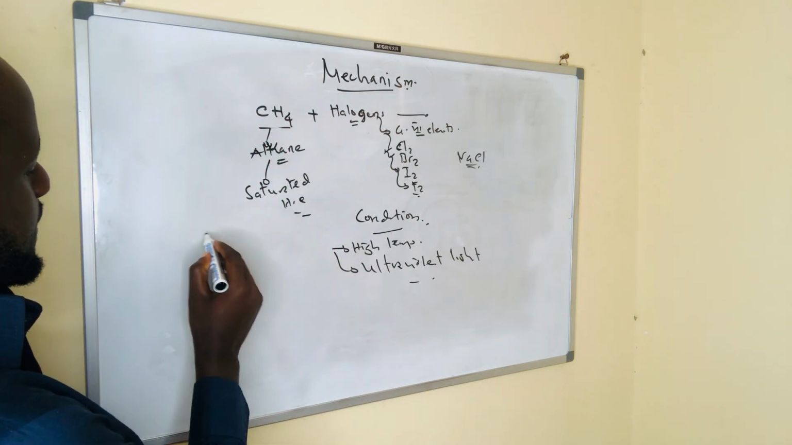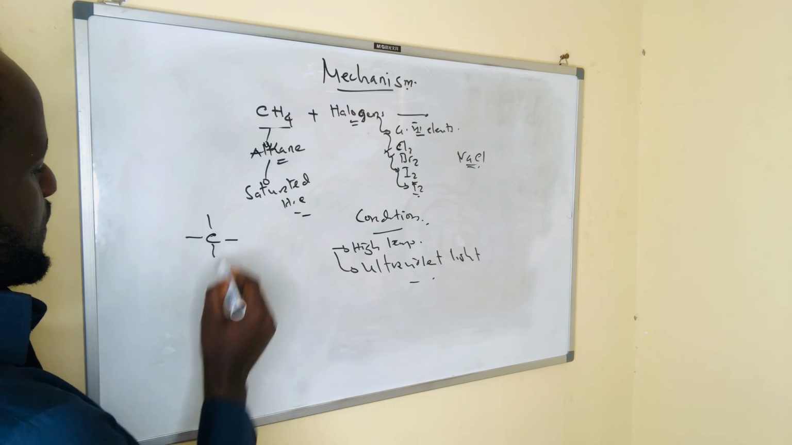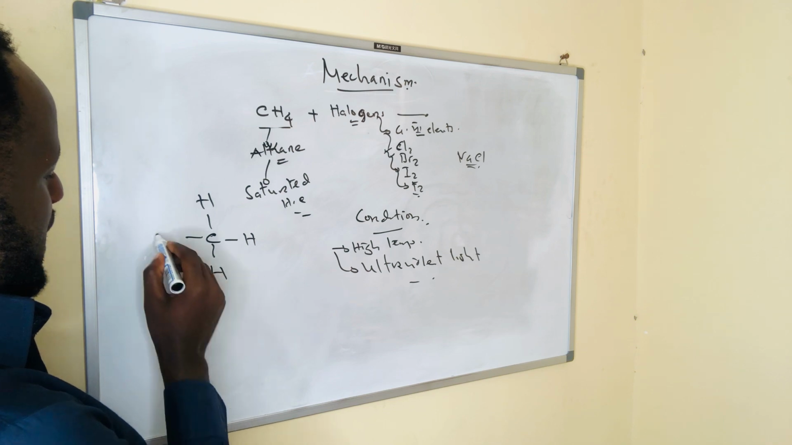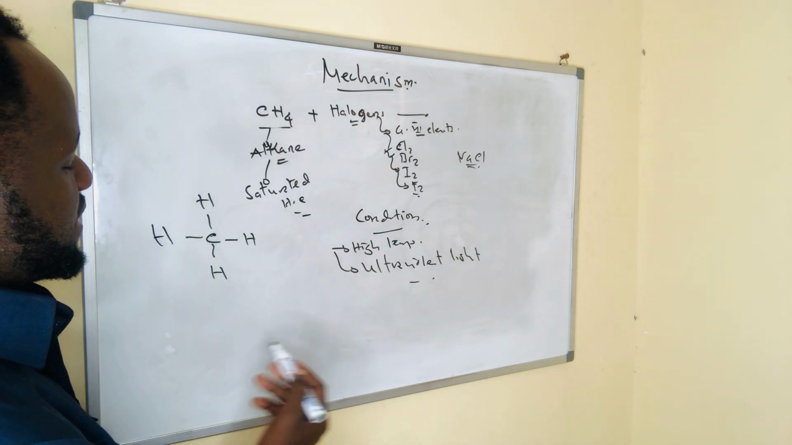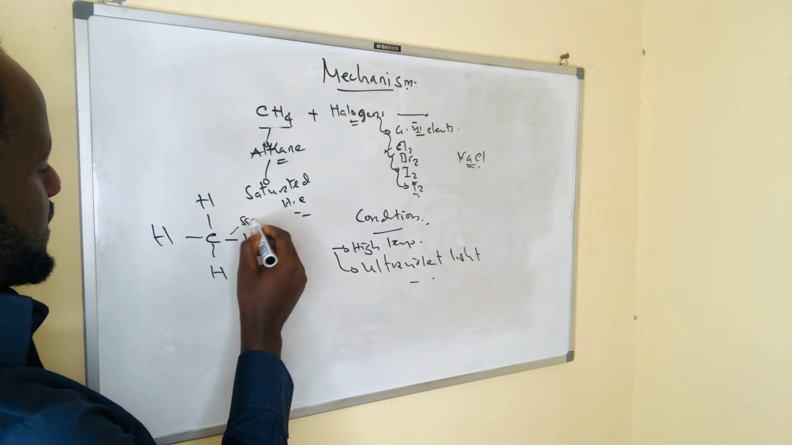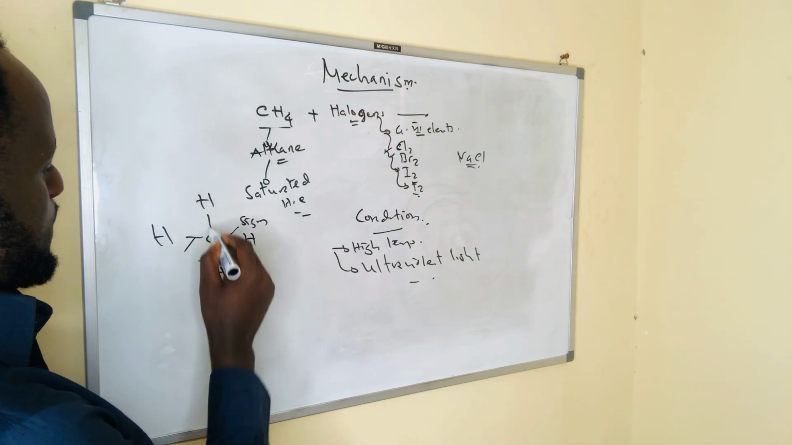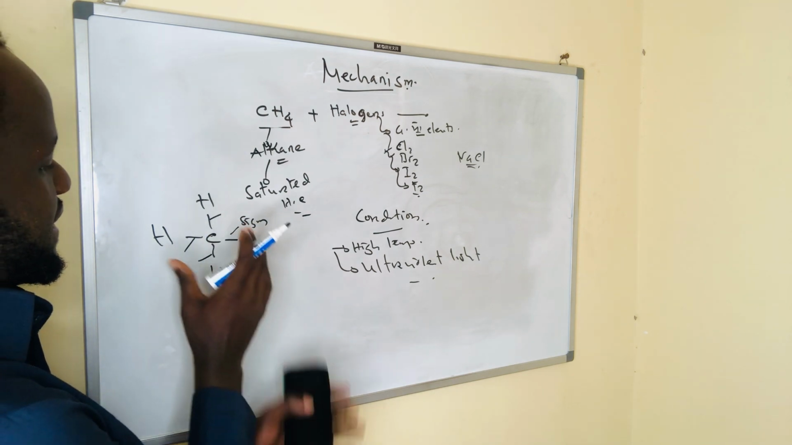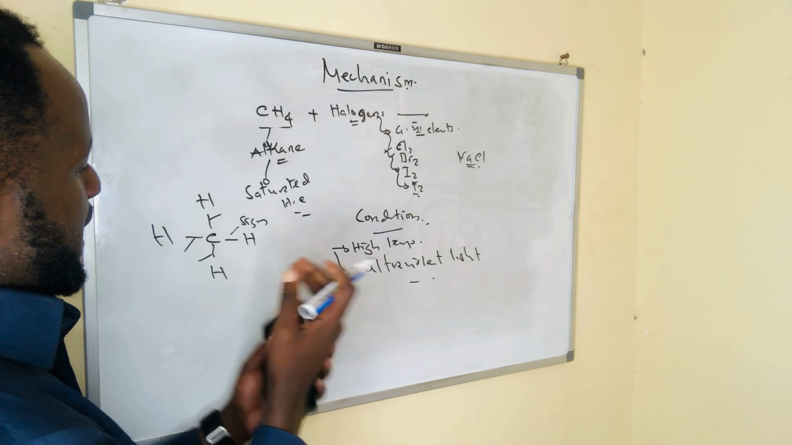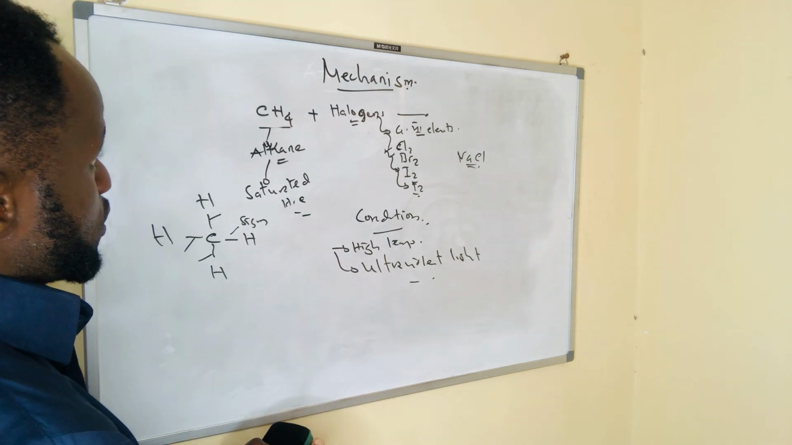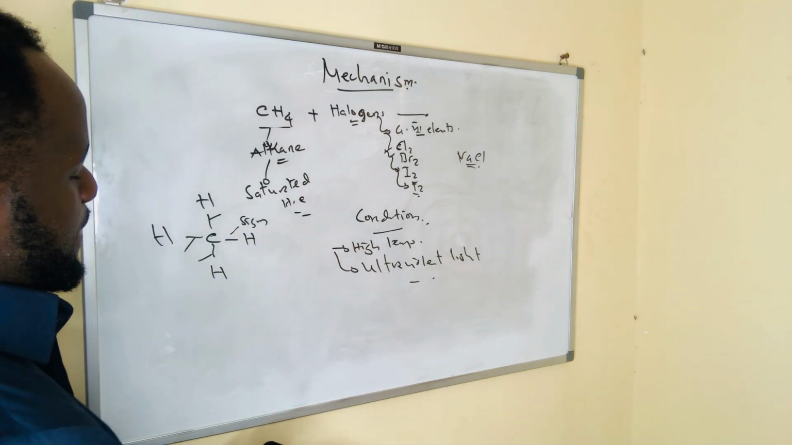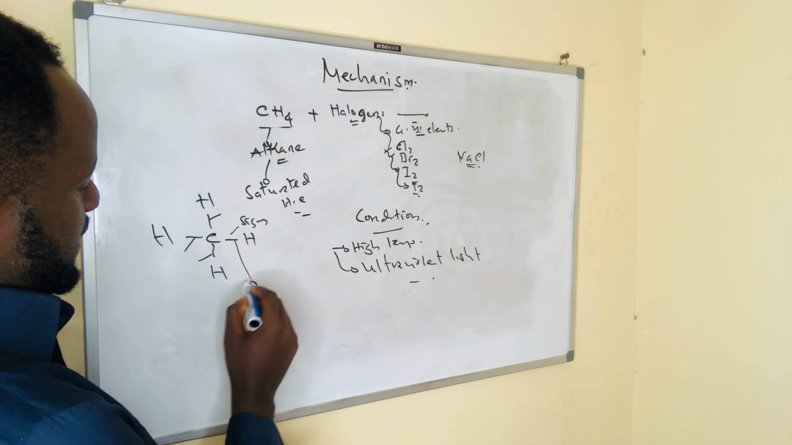We know that this is alkane, which is saturated. Saturated means it contains the maximum number of hydrogens on each carbon. That is number one. And number two, alkane is made by sigma bonds here. And we know that a sigma bond is a very strong bond that is formed by head-to-head overlapping of atomic orbitals. So if you want to perform a substitution reaction, it means that you need to break the sigma bond.